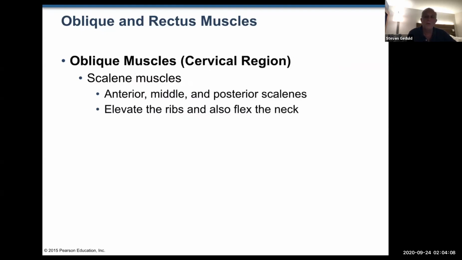Okay. You can have oblique muscles that don't just go up and down, but they add an angle when you twist. Those are your scalene muscles. You have anterior, middle, and posterior scalene muscles. Those allow you to rotate around the spinal cord. They're at an oblique angle. They elevate the ribs and they flex the neck.